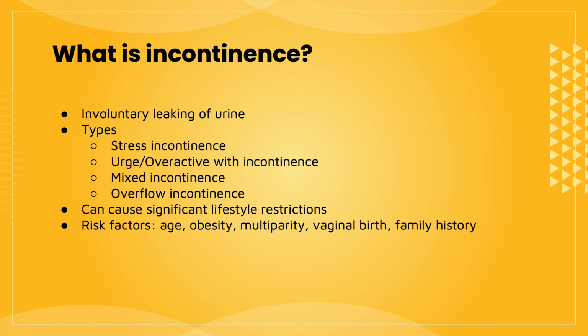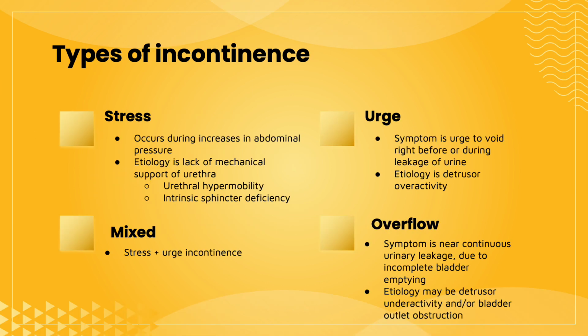There are many different types of incontinence, including stress incontinence, urge incontinence, mixed incontinence, and overflow incontinence. The implications of these can be very significant on a patient's quality of life. It can cause work impairment, anxiety and depression, and sexual dysfunction. Risk factors include increasing age, obesity, multiparity, vaginal birth, and family history of incontinence. Let's delve into what each type of incontinence entails.